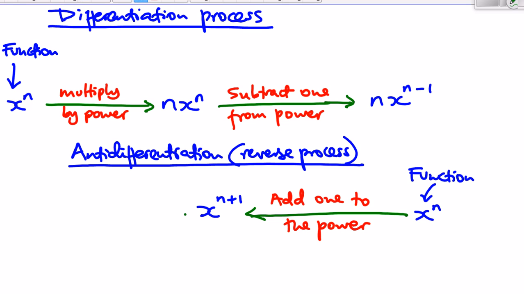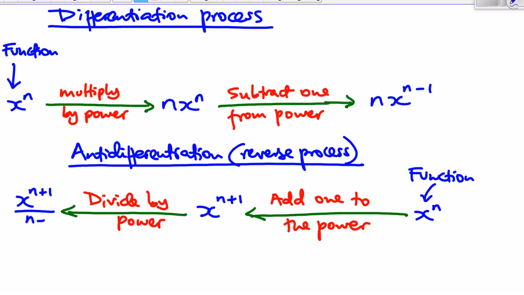And then the next step will be the opposite of multiply by the power. So the opposite of multiply by the power is divide by the power. And what we'll end up with here will be x to the power n plus 1 over n plus 1. So this will be our result.